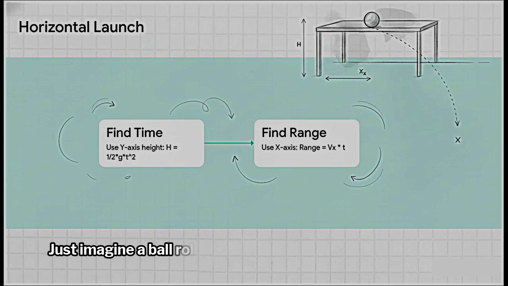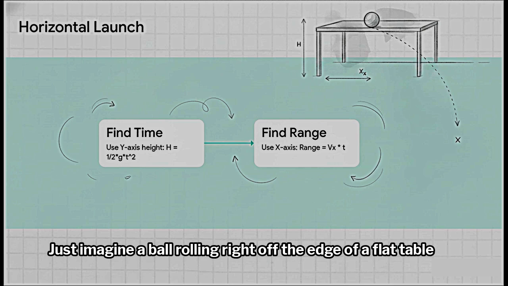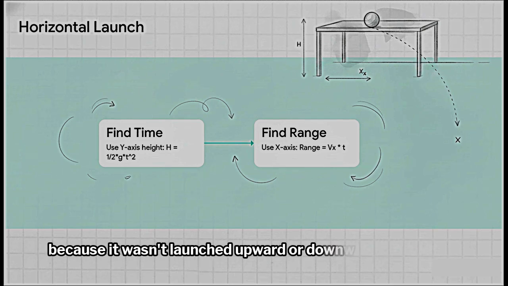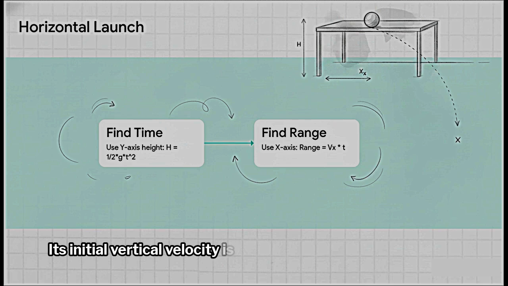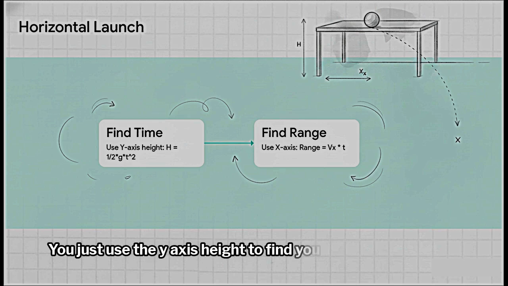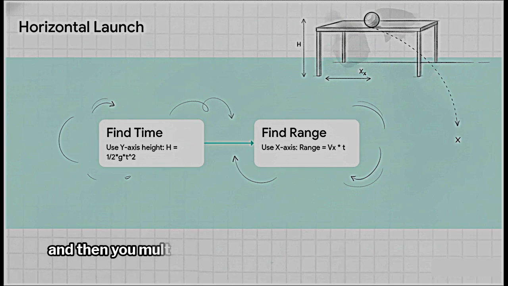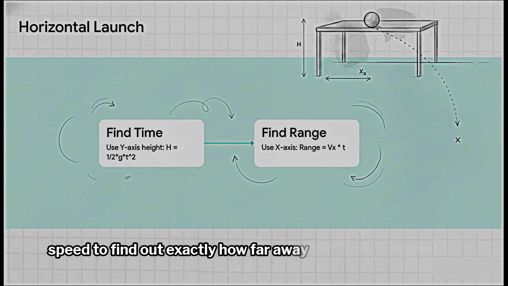Just imagine a ball rolling right off the edge of a flat table. Because it wasn't launched upward or downward, its initial vertical velocity is exactly zero. This makes your math so incredibly easy. You just use the y-axis height to find your total time in the air, and then you multiply that time by your constant horizontal speed to find out exactly how far away it lands.